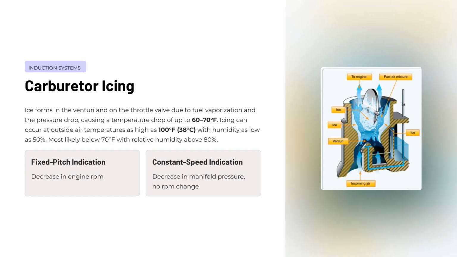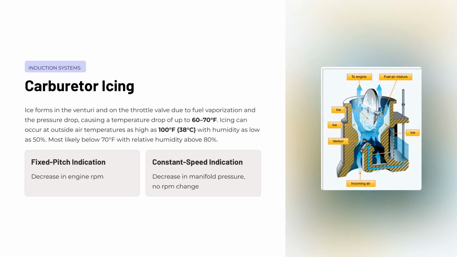One of the most insidious threats to engine performance is carburetor icing, and understanding it is critical because it can occur under conditions that might seem completely benign. When fuel vaporizes inside the carburetor and the pressure drops through the venturi, the resulting temperature drop can be as dramatic as 60 to 70 degrees Fahrenheit.